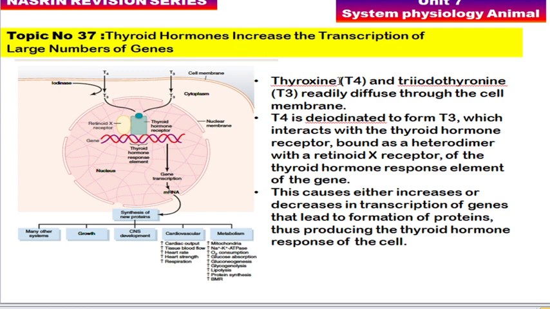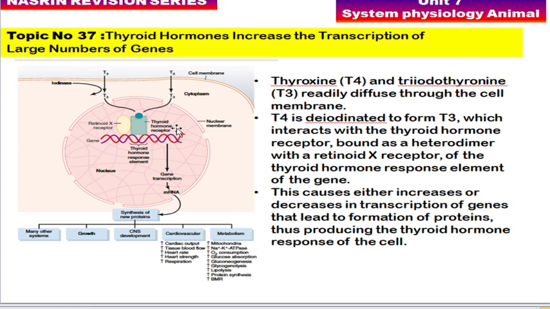The thyroid hormone's other functions include increasing the transcription of a large number of genes. So you know, thyroid hormones, thyroxine and triiodothyronine, will readily diffuse into the cell through the cell membrane, and T4 will be deiodinated under the influence of the iodinase enzyme to form T3. Okay, and this T3 will interact with the thyroid hormone receptor.